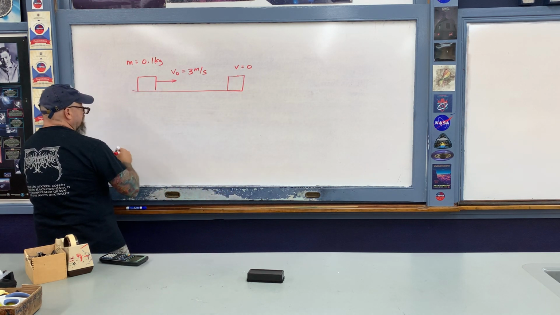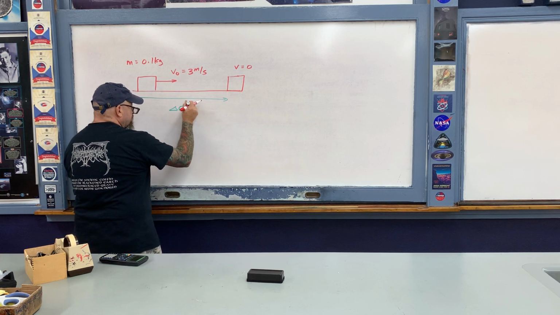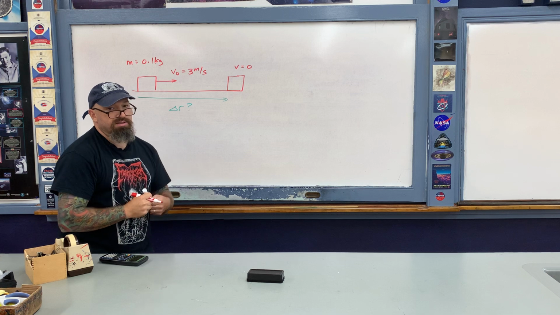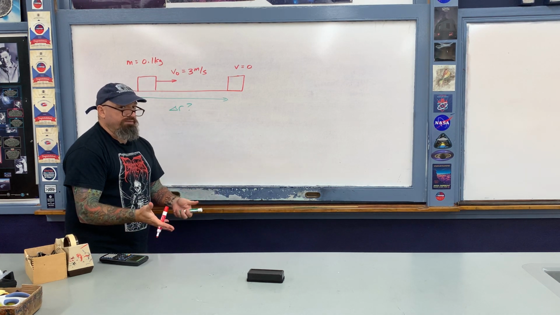And then, I'll use another color. Right here is the unknown. Right here is the displacement vector delta r. This is the distance that the eraser slides in coming to rest. Okay, now let's draw out a force diagram.